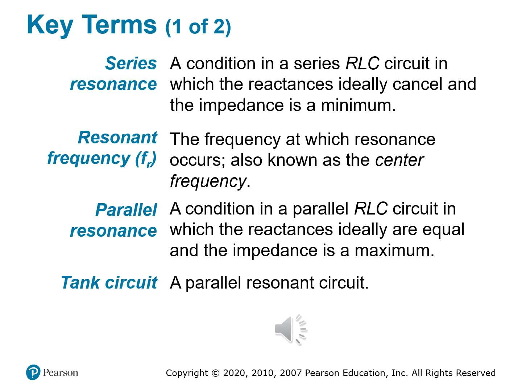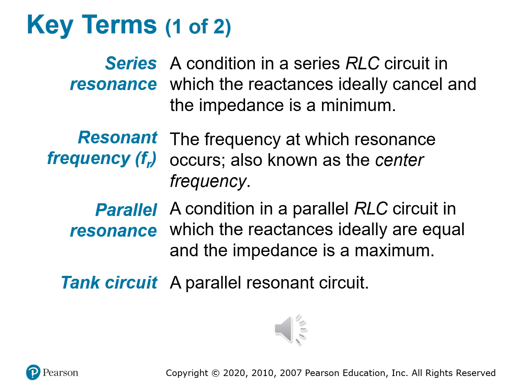Okay, so we've reached the point of our podcast where I just kind of review some of the key terms that we've discussed. And the first one is series resonance, a condition in a series RLC circuit in which the reactances ideally cancel and the impedance is a minimum. The next term is resonant frequency, denoted by F sub R, the frequency at which resonance occurs, also known as the center frequency. Parallel resonance, a condition in a parallel RLC circuit in which the reactances ideally are equal and the impedance is a maximum.